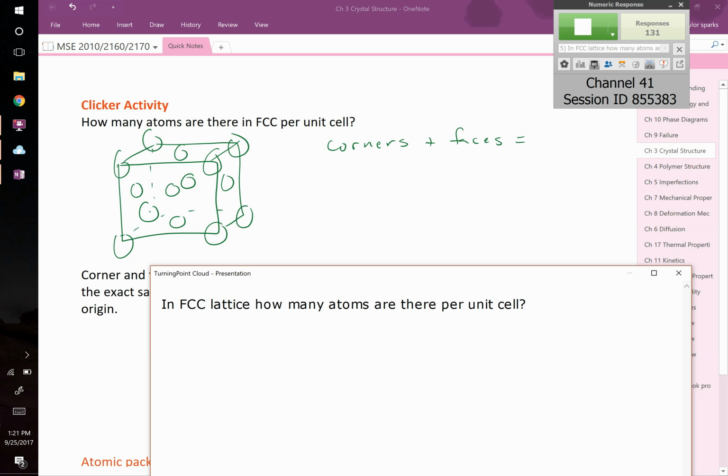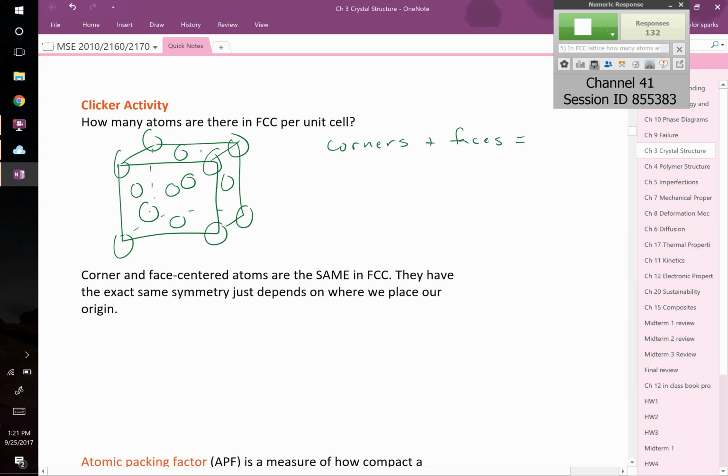So again, just to count these, you've got the one in the back, the one in the front, the left, the right, bottom, and top. And the other ones are on your corners, right? Corner, corner, corner, corner, corner, corner. Okay, get answers in.